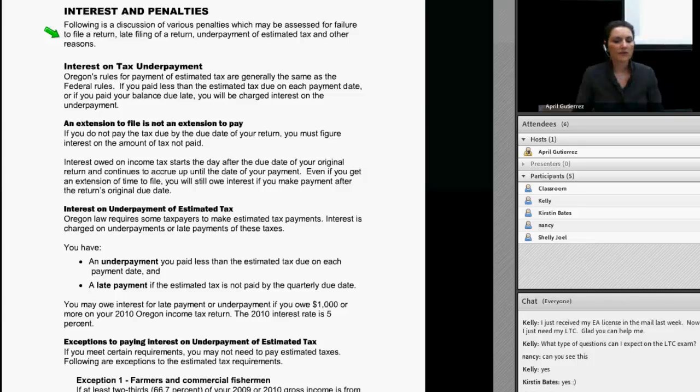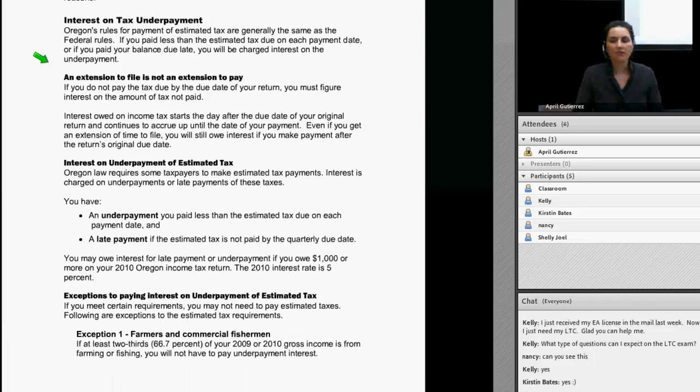Oregon rules for payment of estimated tax are generally the same as the federal rules. If you paid less than the estimated tax due on each payment date, or if you paid your balance due late, you will be charged interest on the underpayment. An extension of time to file is not an extension of time to pay. If you do not pay the tax due by the due date of your return, you must figure interest on the amount of tax not paid.